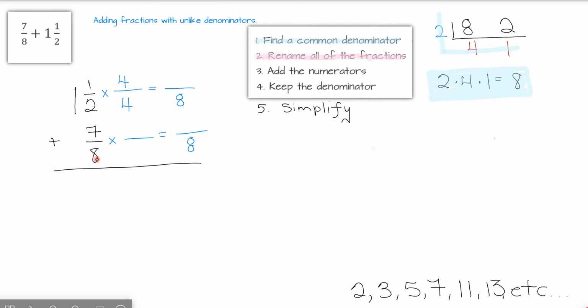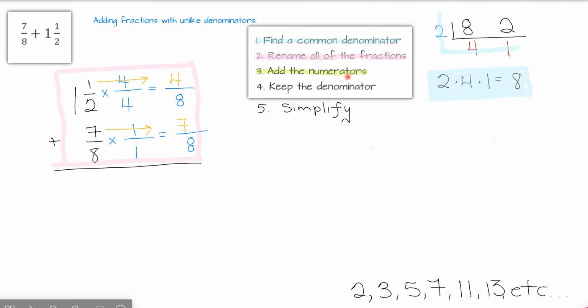Next, I'm going to look at my 8. 8 times what equals 8? And that is 1 as well. And then we multiply fractions straight across, which gives me a 4 on the top. Straight across gives me a 7 on the top.